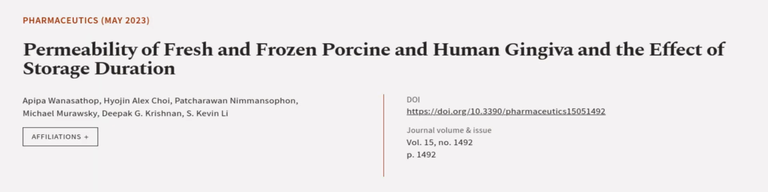substitute for human gingivae. This article was authored by Apipa Wanasathop, Hyojin Alex Choi, Patcharawan Nimmansophon, and others.